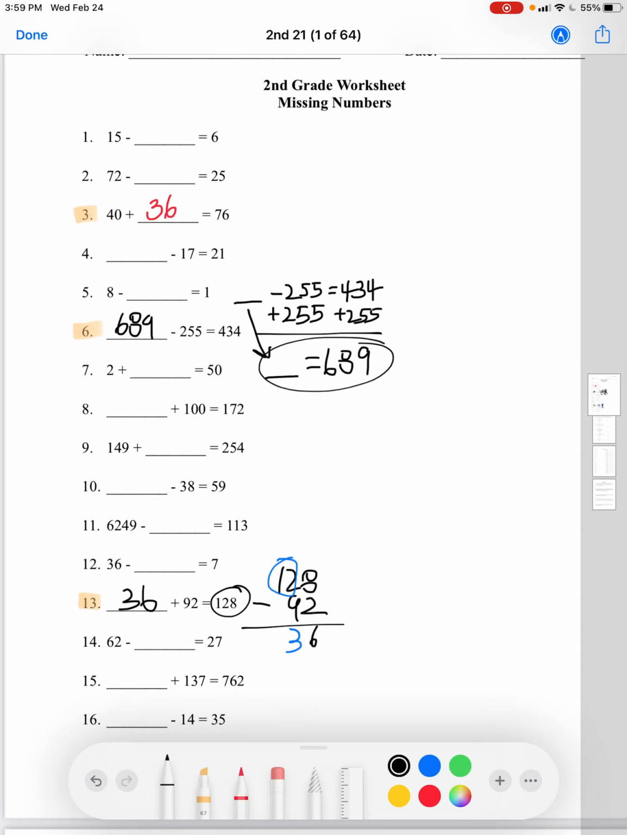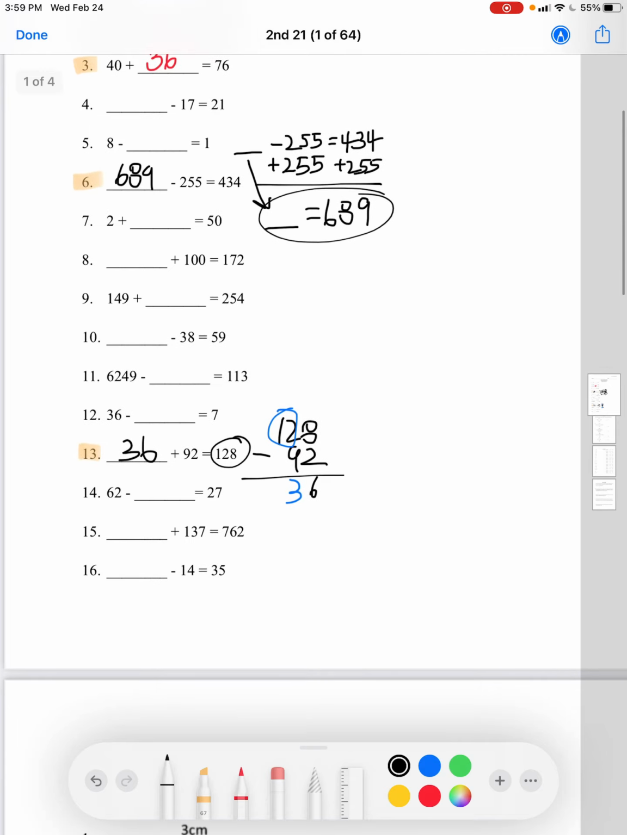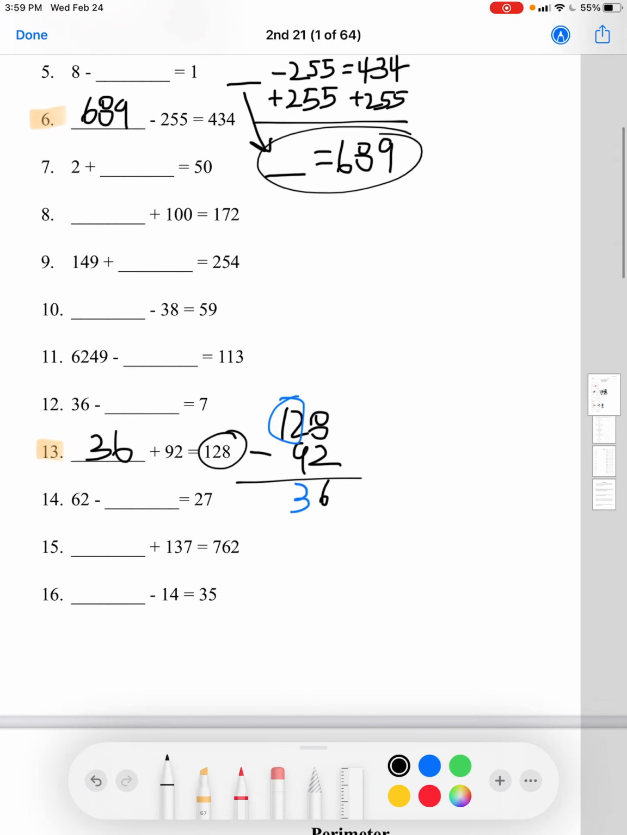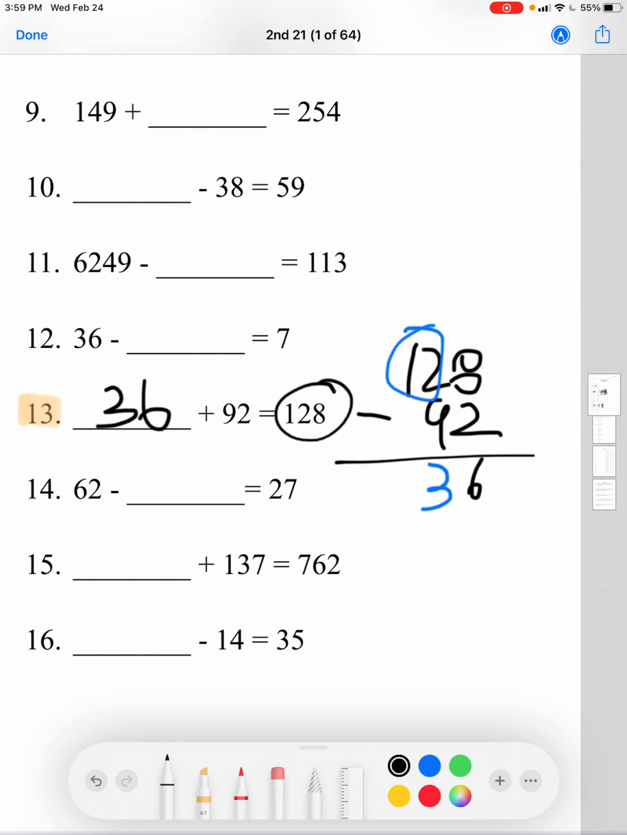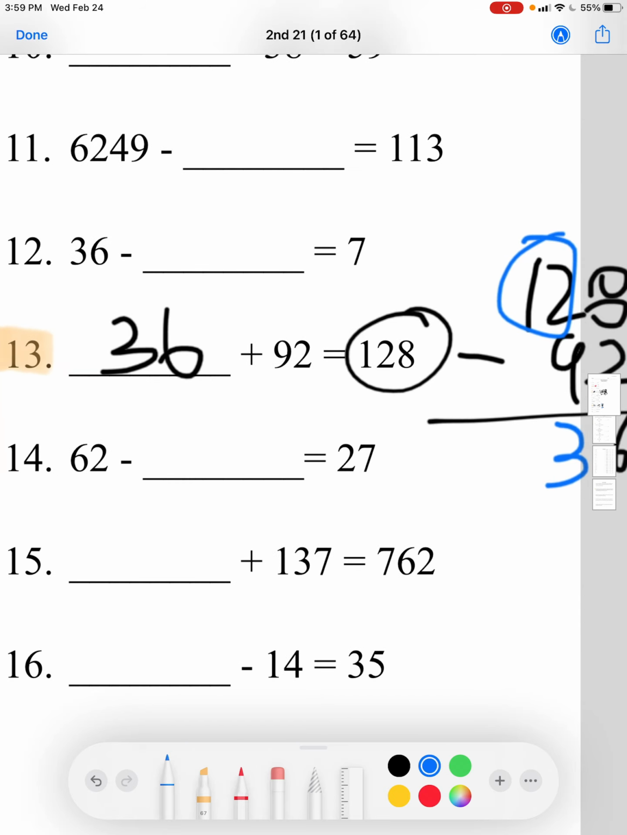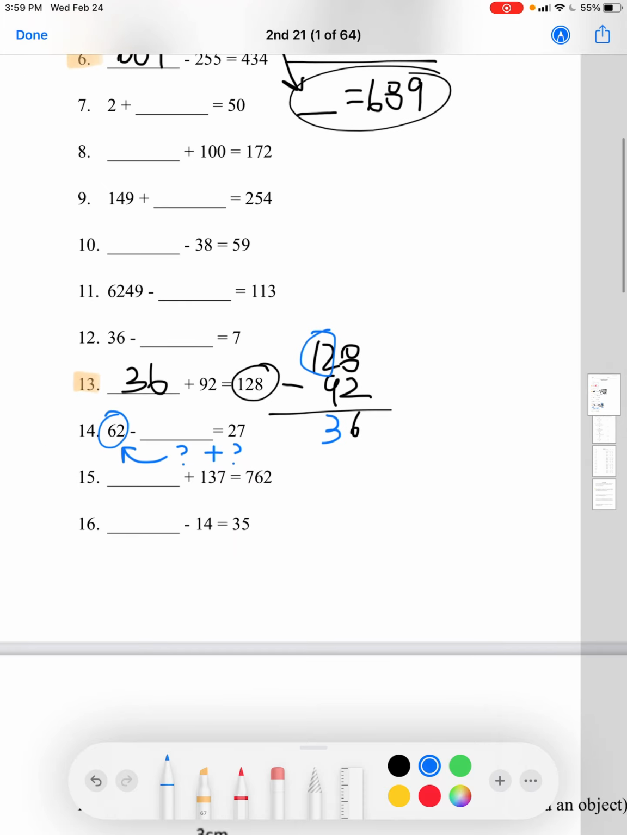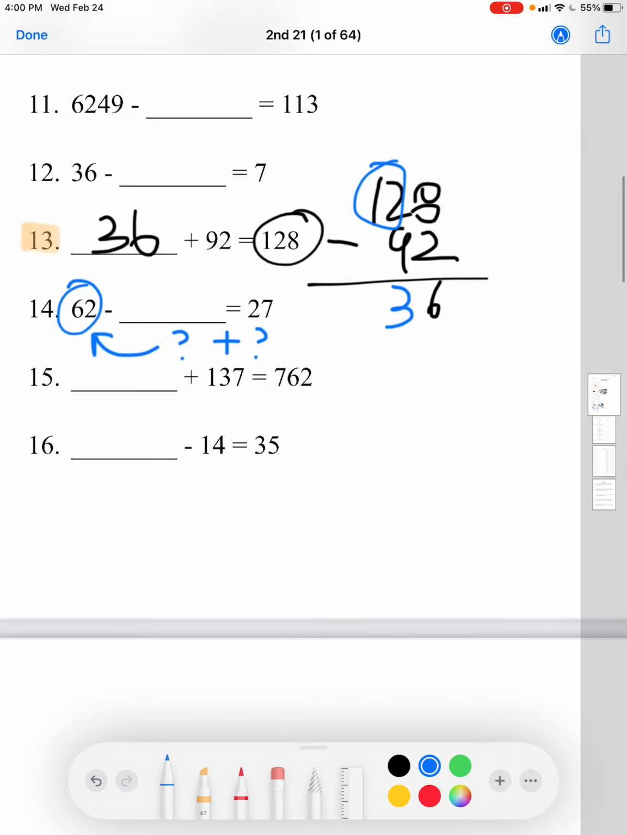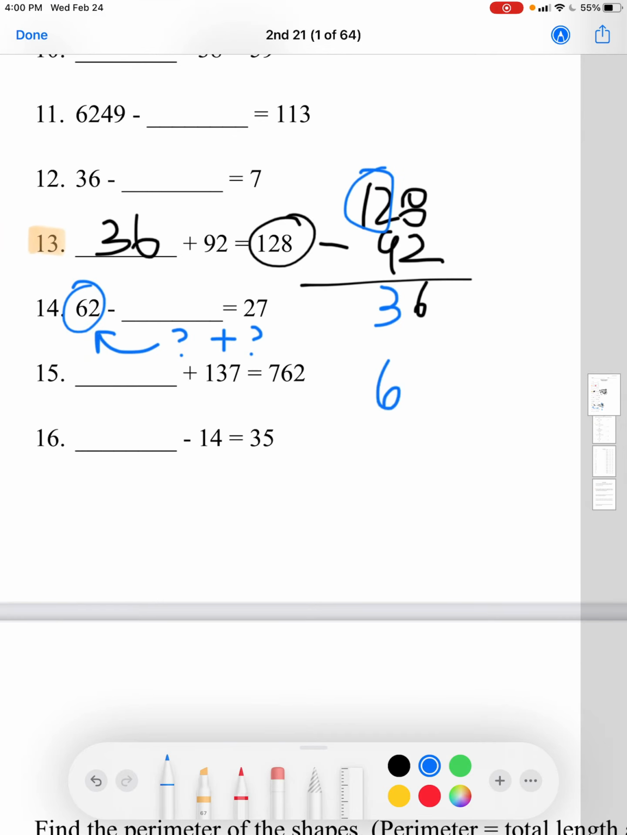And we'll do one last question. We'll do number 14. We have 62 minus blank equals 27. So what this is saying is if you have 62 things and you take away some unknown number, you're going to get 27. So you can think of 62 as a sum of this and this. If you add these together, we'll put a question mark, you're going to get 62. So in order to find what this blank here is, we're going to subtract 27 from 62.